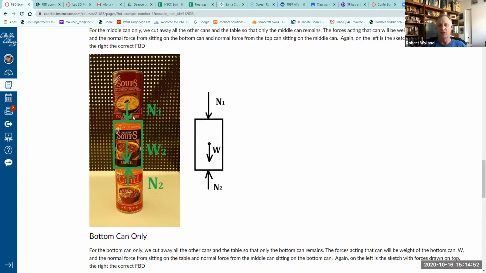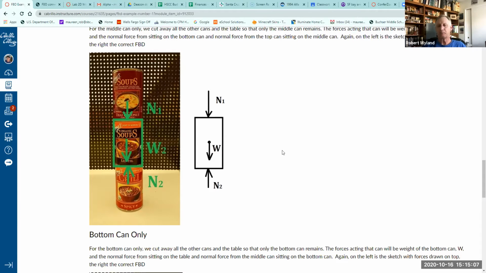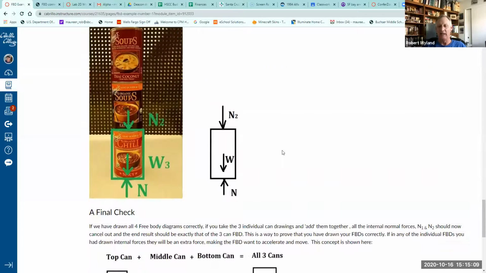But this is how you draw this. You have a normal force on top from the top contact, and you have a normal force from below from the bottom contact, and then you have the weight of the item itself. So this is the standalone free body diagram of the middle can. Now let's look at the bottom can.